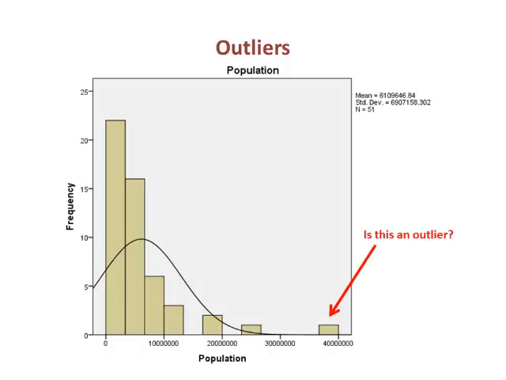Another issue affecting the normality of a distribution is the presence of outliers. Outliers are points that are far away from the main distribution of points. Here I highlight the maximum value in the histogram for population in the state-level dataset. Notice that the point stands apart from the rest of the data.